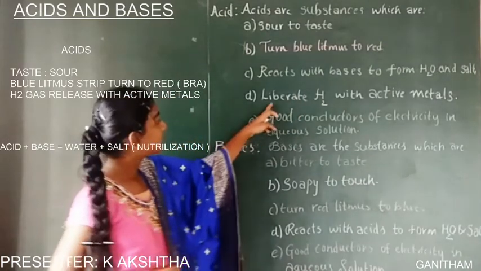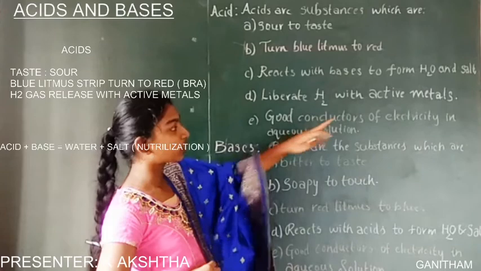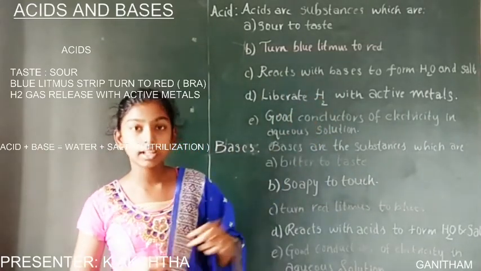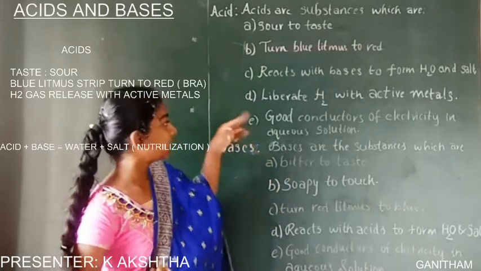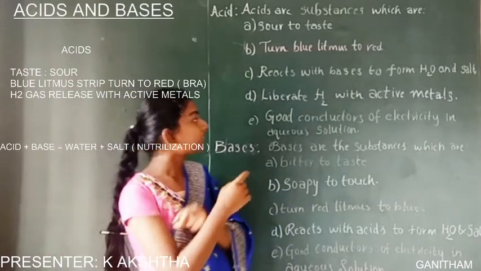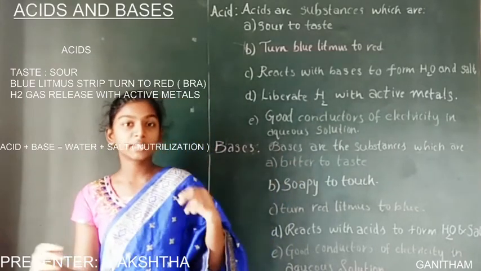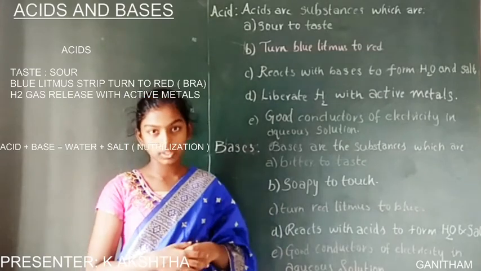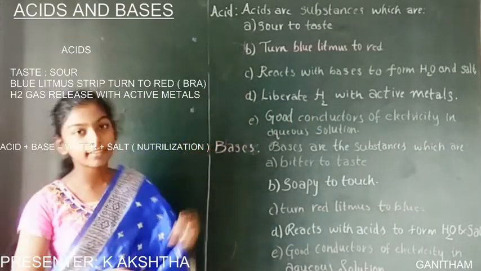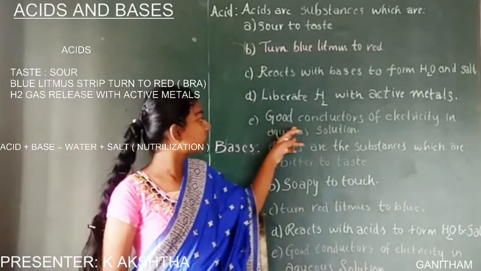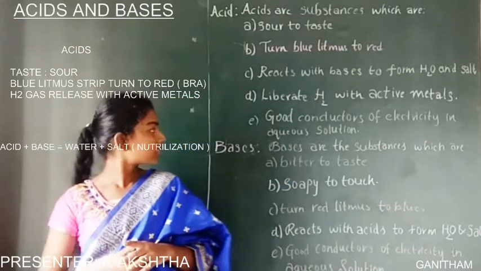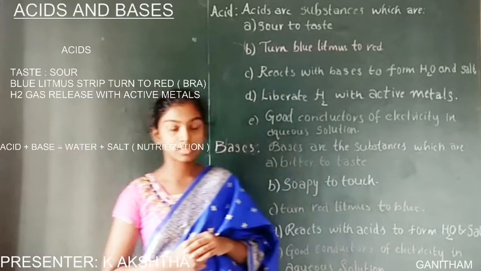Okay, and next, they liberate H2 with active metals. They react with bases to form H2O and salt. They release H2 gas, and they combine with active metals and release the H2 gas. So this is how we remember this. And next, at last, acid is a good conductor of electricity in aqueous solution.